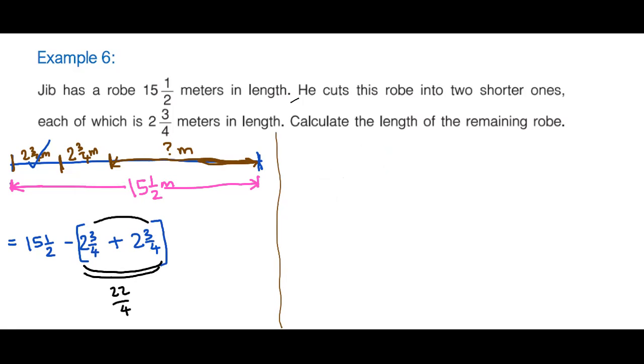So then what should we write? What is 15 and a half as an improper fraction? 31 out of 2. Okay, so we write 31 out of 2 minus 22 out of 4, right? Then find the LCM of 2 and 4. What is the LCM of 2 and 4? It is 4. So we should say times 4 and times 4, right?